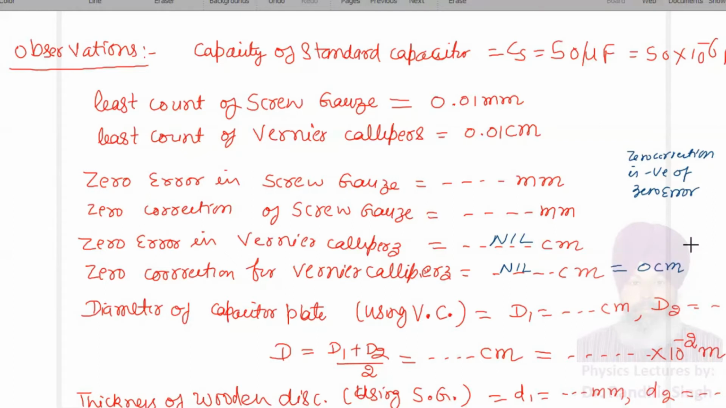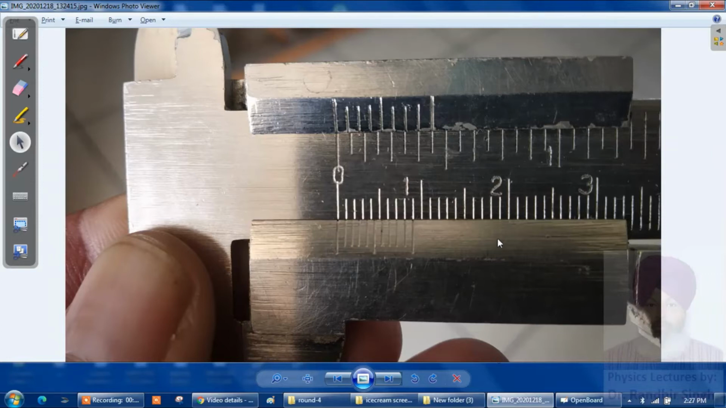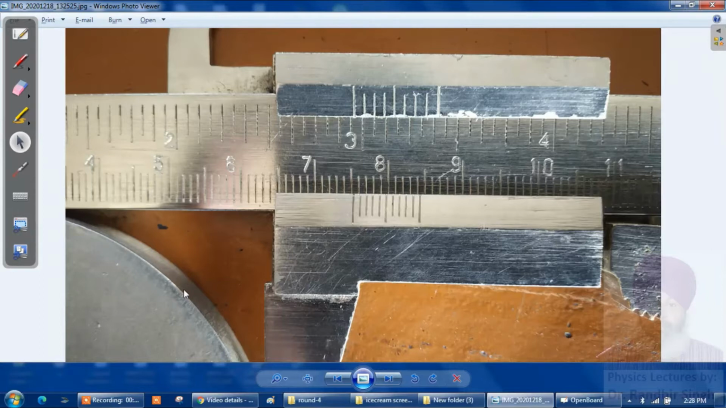Let us now take the calculations of the diameter of the capacitor plate using vernier calipers. Okay students, now we have taken note of 0 error in the vernier calipers. So let me now take the readings for the diameter of the capacitor disc. This is how I have held the capacitor disc plate between the lower jaws of the vernier calipers, and to take the reading we have to zoom in to this area where the vernier readings are. Let us go to that screenshot. Okay, now you can see this is the disc, placed here, and this is the reading. I have taken this zoomed in screenshot to calculate the readings accurately.